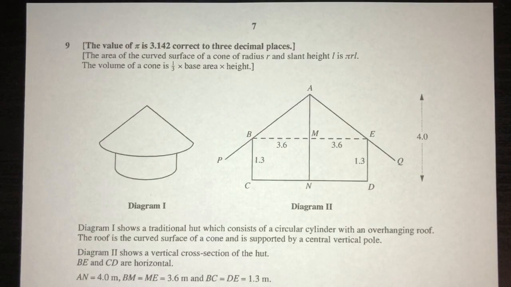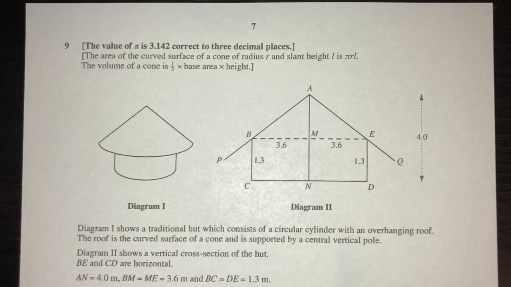Let's move on to question number 9. The value of pi is 3.142, correct to 3 decimal places. The area of the curved surface of the cone is given by pi r L, and the volume of the cone is given by this formula, 1/3 base area times height. So let's move on to the question itself.